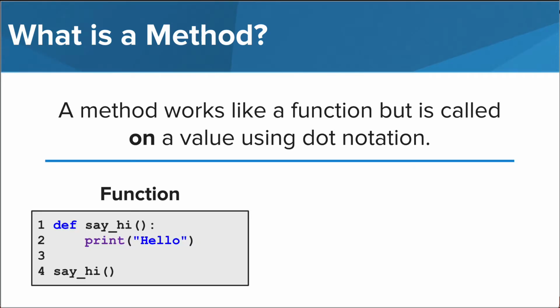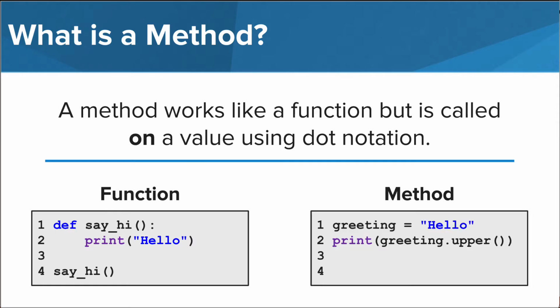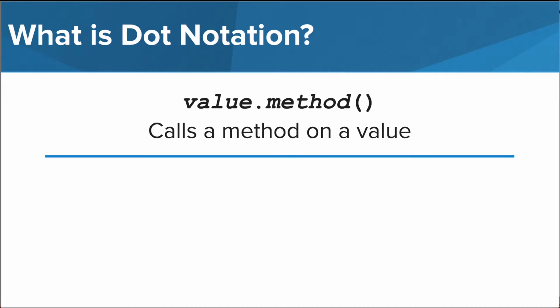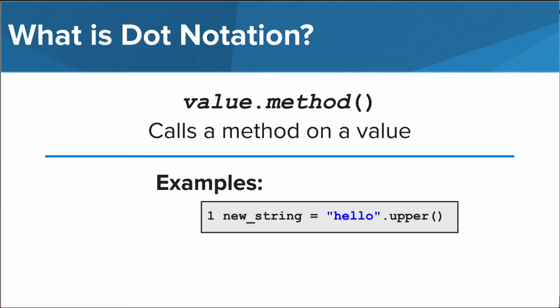be called by itself. To use a method, we use something called dot notation to call a method on a specific value. To use dot notation, we give a value, then add a period, and then add the method name, followed by a set of parentheses. For example, a method we're going to learn about in just a minute is the upper method. We can give the string value of hello, and then call the upper method on this value.